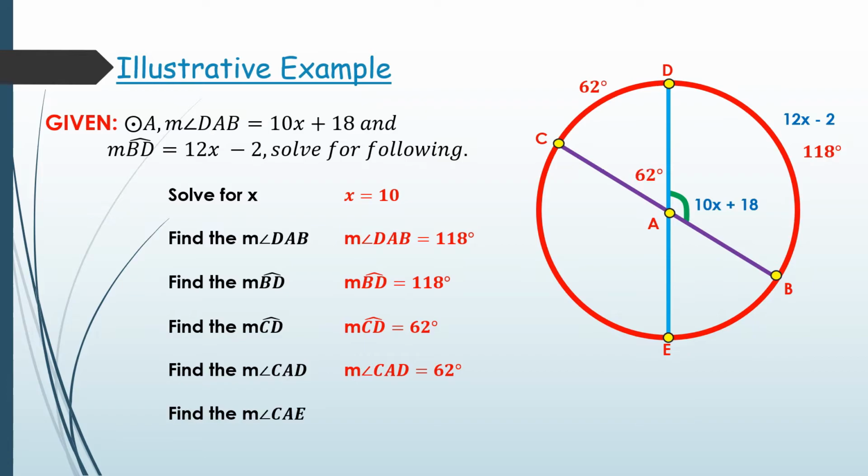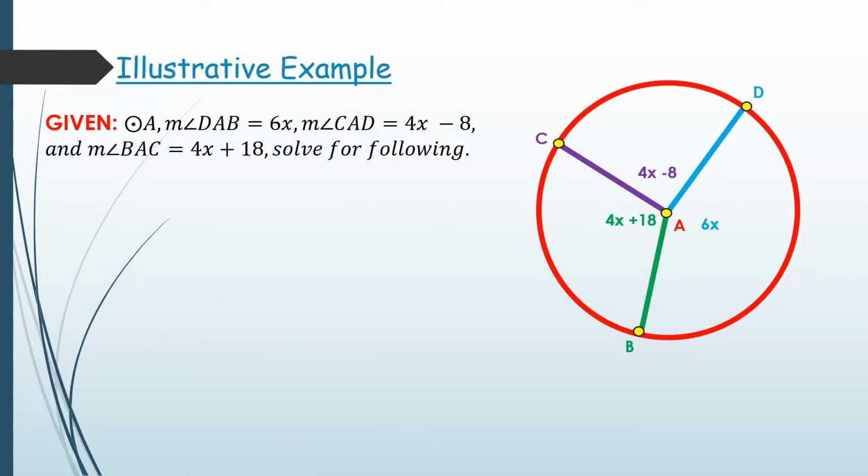Then find the measure of angle CAE. So angle CAE is a linear pair together with angle CAD. So the sum of these two angles should be 180 degrees. Since angle CAD is equal to 62 degrees, then angle CAE is equal to 118 degrees. Aside from that, angle CAE is the vertical angle together with angle DAB. So since angle DAB is 118 degrees, CAE should be 118 degrees.